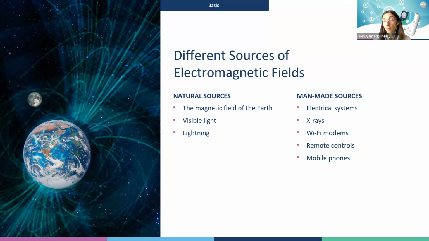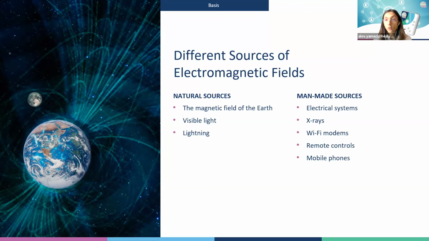And of course, we have lots of man-made sources of electromagnetic fields, and that's electrical systems like X-rays, Wi-Fi modems, remote controls, mobile phones. So those usually don't have a very positive notion to it, because usually it's like, okay, those Wi-Fi things and so on are harmful. So we also need to be careful what magnetic fields we use. And that's the good thing with the MagHealy.